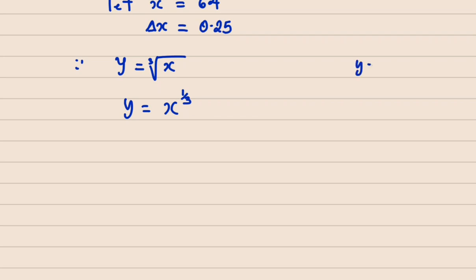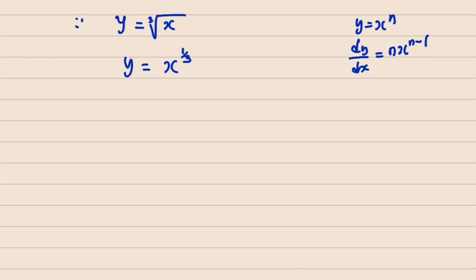Recall, if you have y equals x raised to power n, the differential dy by dx is going to be n x raised to power n minus 1. Exactly the knowledge we are going to use. So we are going to have dy by dx is going to be 1 over 3, then we have x raised to power 1 over 3 minus 1, and it is going to be 1 over 3, then we have x raised to power minus 2 over 3.